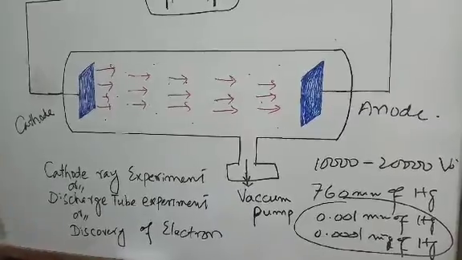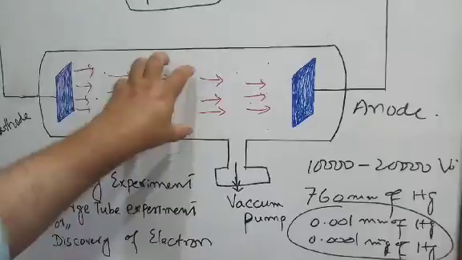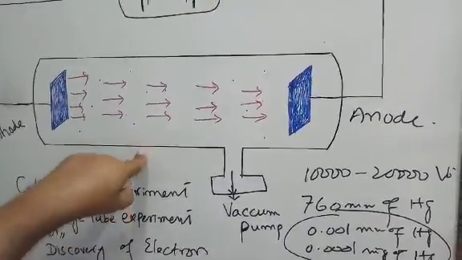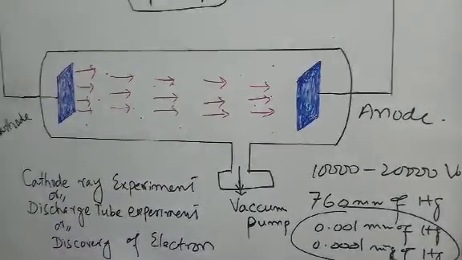But the color of the glow which is produced inside the discharge tube depends upon the nature of the glass, the color of the glass. So it depends on a few factors.